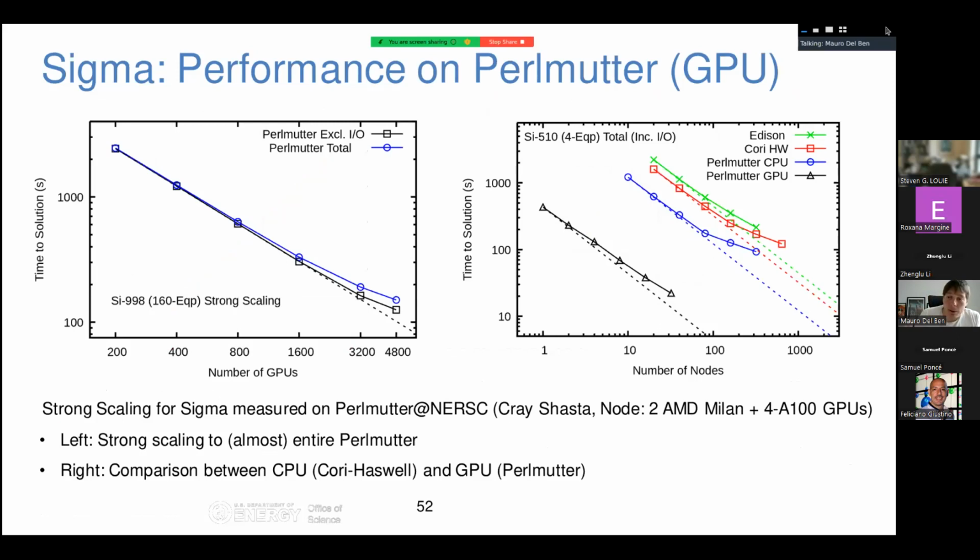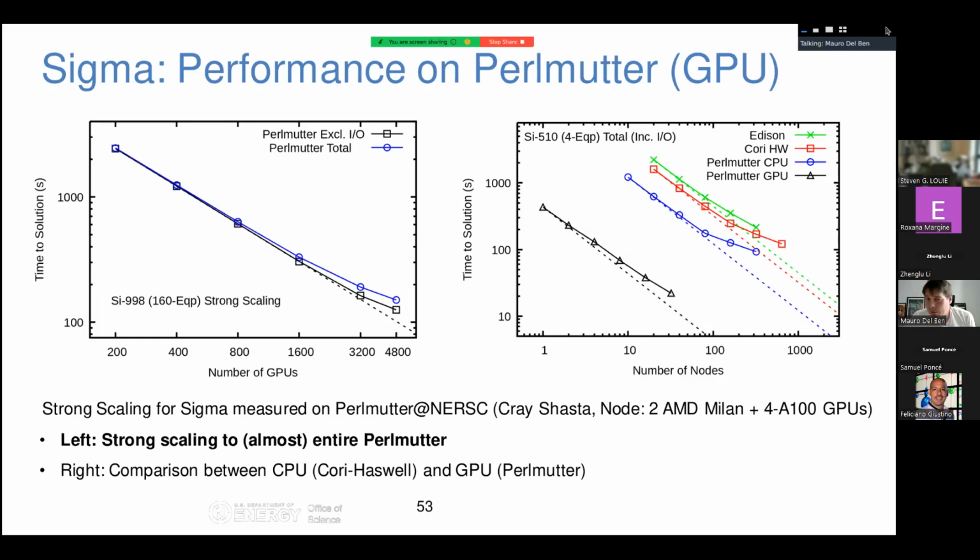We actually have numbers as well on Frontier, the first exascale system in the DOE's portfolio. I wasn't sure I was allowed to show performance numbers from Frontier, so I decided not to put any slide, but they will be available soon to the wider community. On the left, we can show that we can scale up to the entire Perlmutter GPU partition.